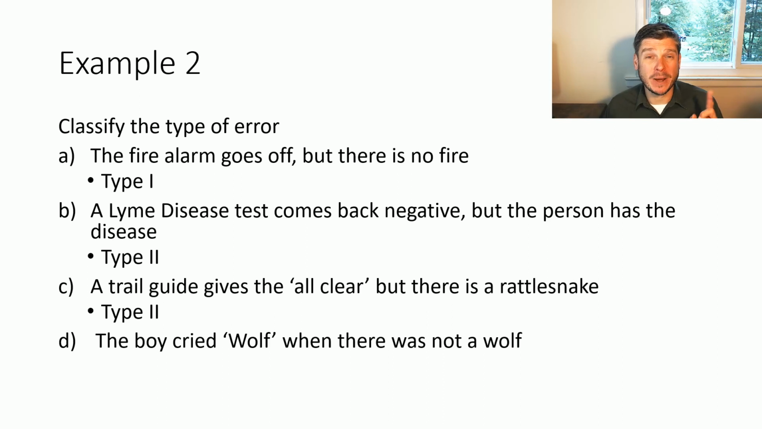And the last one, the boy who cried wolf, but there was no wolf. This would be a type 1. He said that the wolf existed when it did not. That is a false positive. The alarm went off when it shouldn't have.